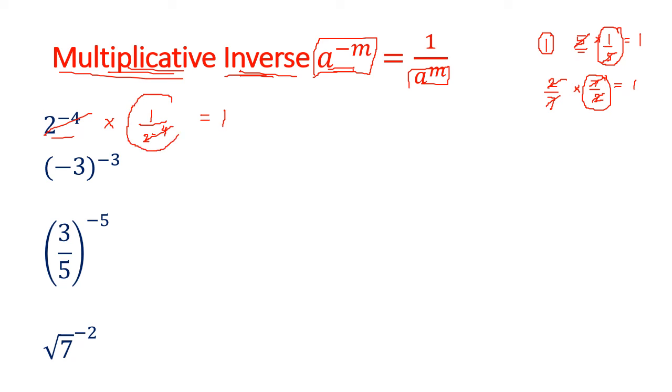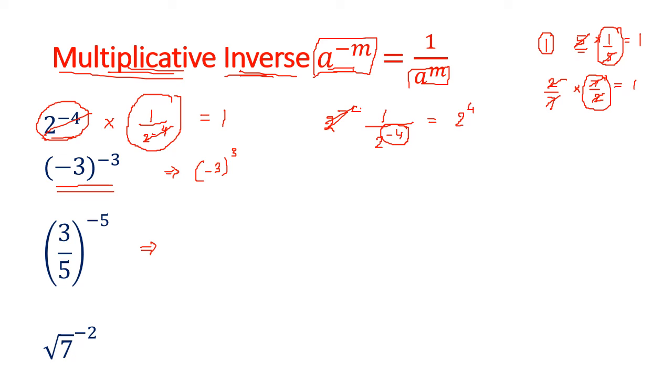But this number, that is 1 upon 2 raised to minus 4, is the number. Now you remember the rule of negative powers. If you take it on the top, it becomes positive. So 2 raised to 4 is this number. So the multiplicative inverse of 2 raised to minus 4 is 2 raised to 4. In the same way, the multiplicative inverse of minus 3 raised to minus 3 is minus 3 raised to 3.